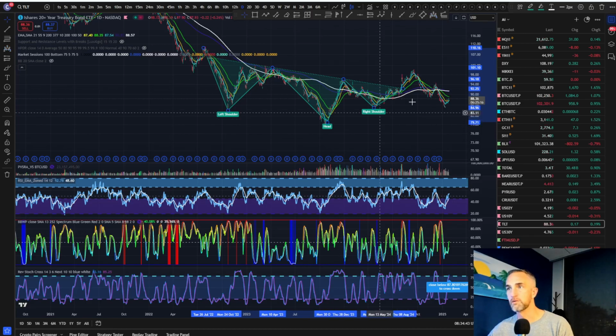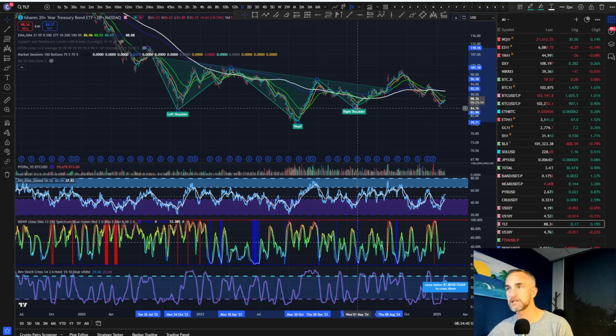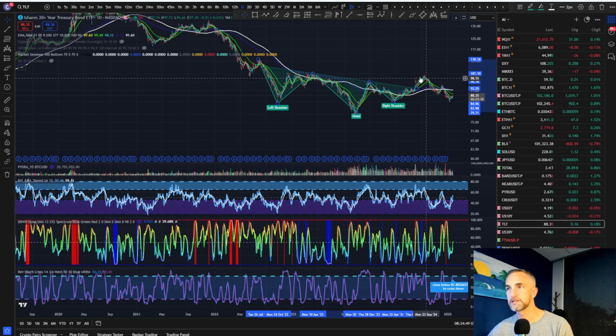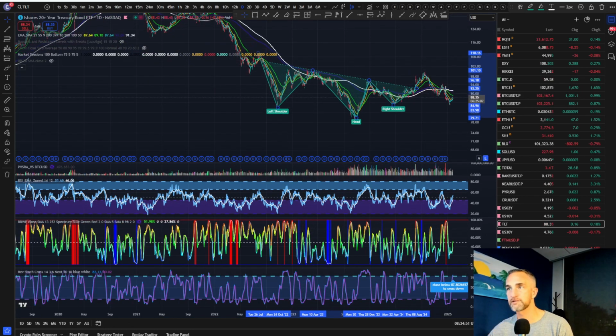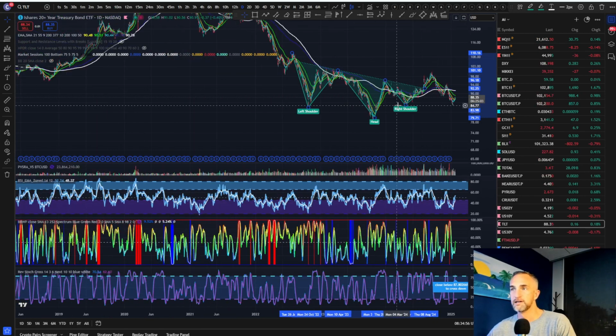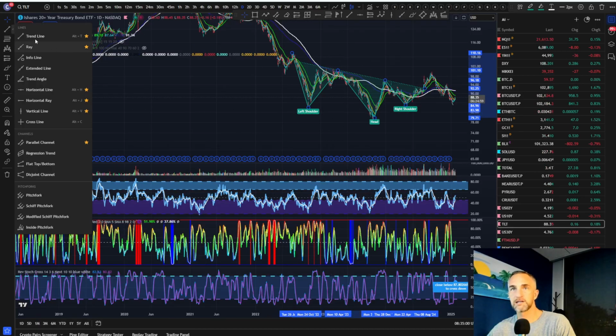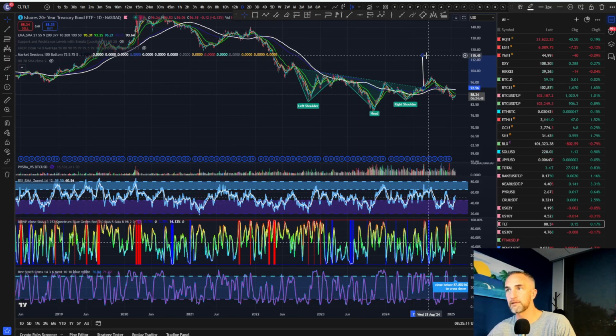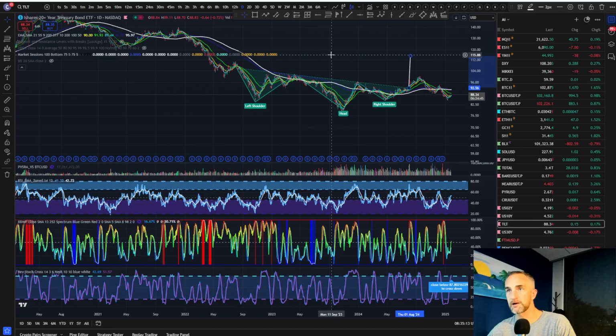Boom. Where does the invalidation come? We don't want to see any closures below this right shoulder. As long as that stays valid, this would be the break of the neckline, coming back for a little retest on the right shoulder. And where would you get your measured move? Well, you take your neckline, essentially. And that would put the 2-year back up here at 1. And I would say that would be bearish for the market.